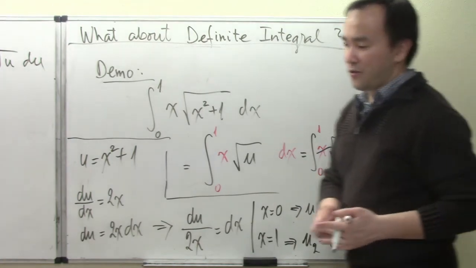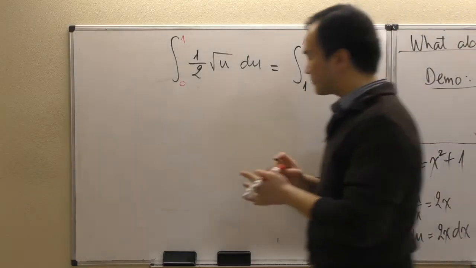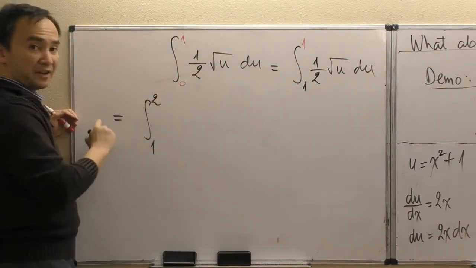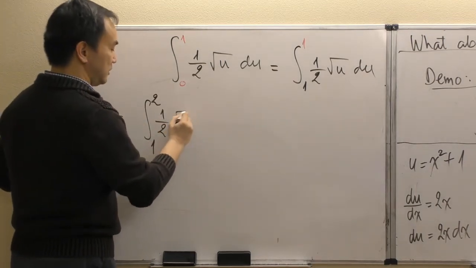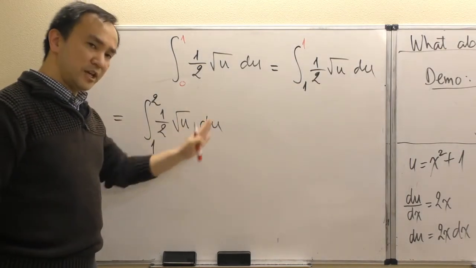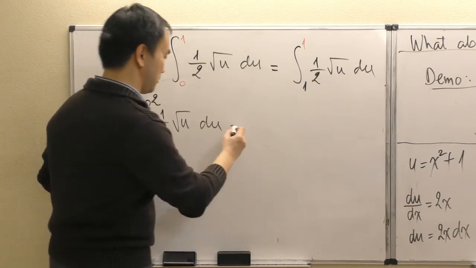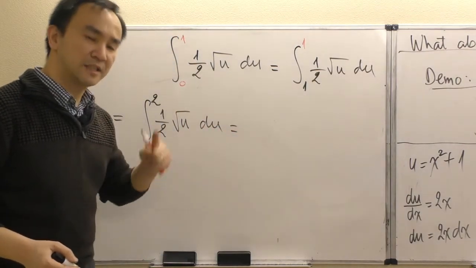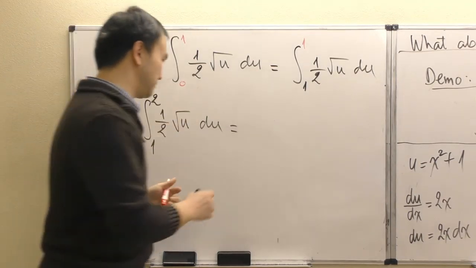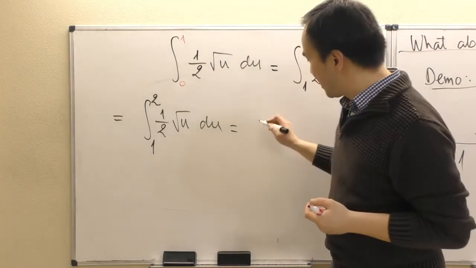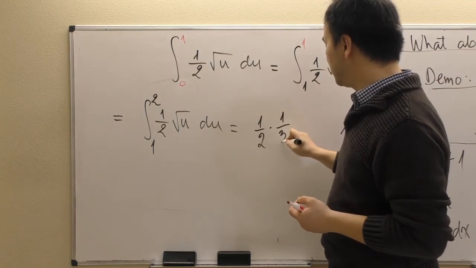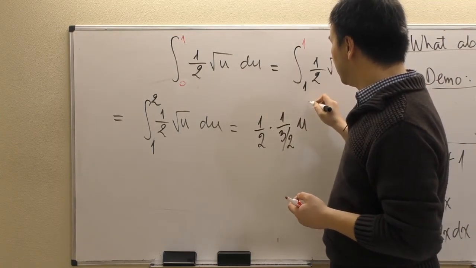Okay, so in that way, in my next step, my integral finally becomes, see, 1 is the bottom, 2 is the top, 1/2 square root of u du. Is this integral trivial? Yes. So are we ready for getting the final answer? Yes. Let's find the antiderivative of this. Well, this is u to the 1/2 power, right? So by the fundamental theorem of calculus, 1/2 times 1 over 3/2 times u to the 3/2.